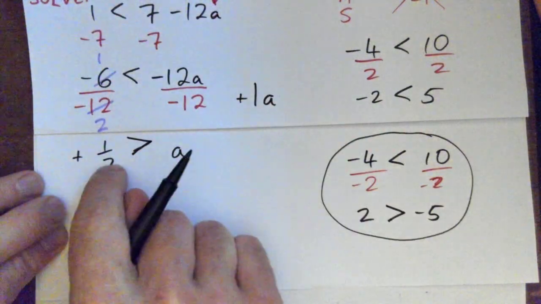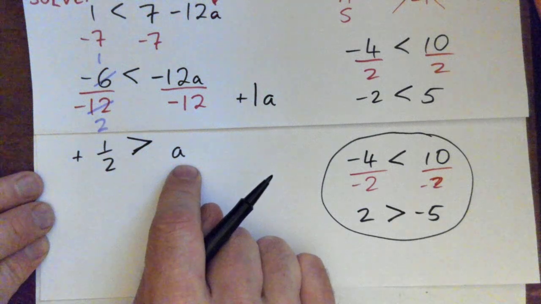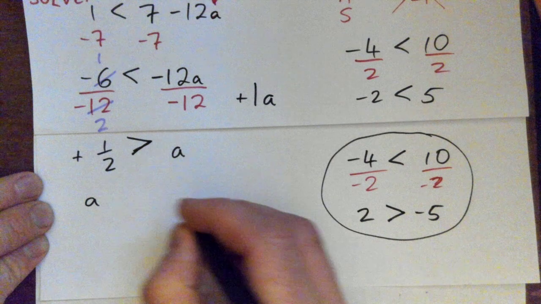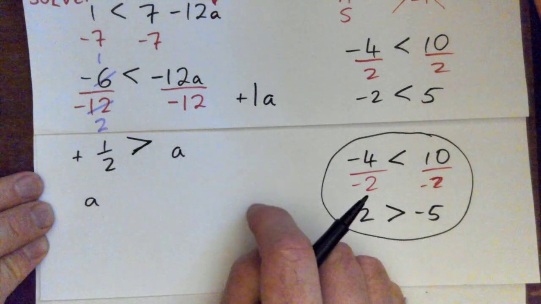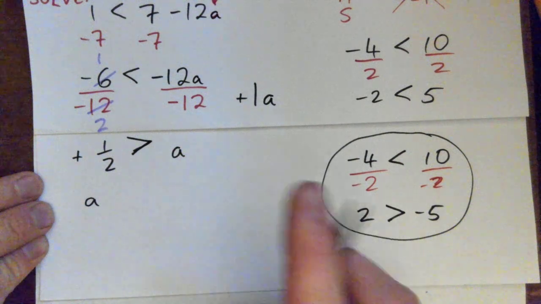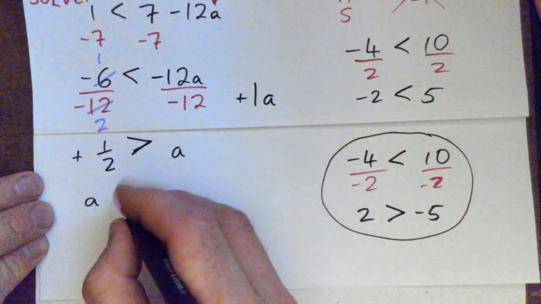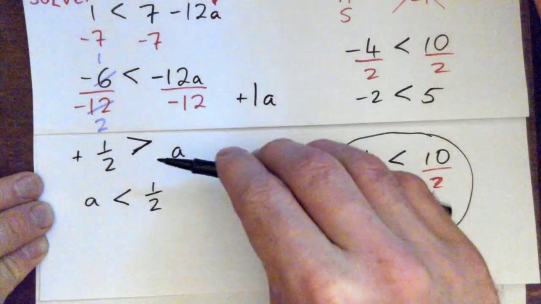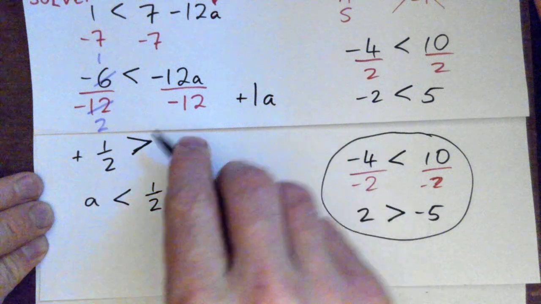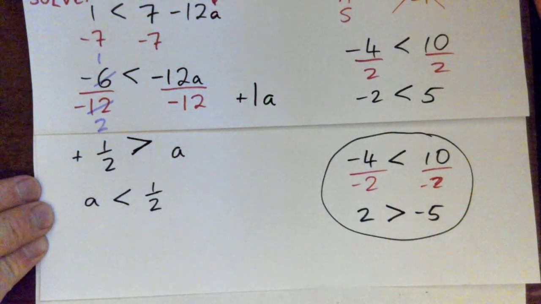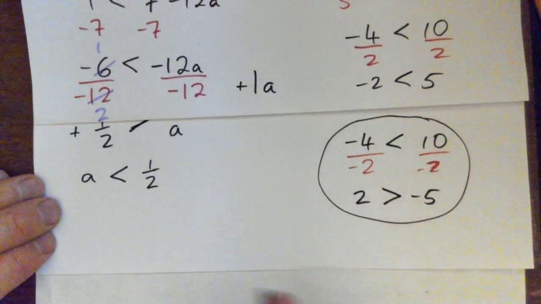So in any case, we have a half is greater than a. But if I put a here, how can I rewrite the same inequality? Yeah. A is less than a half. And reading from right to left, it's a is less than 1/2. A is less than 1/2. And they want it in interval notation. I'm just going to do a quick graph as well.